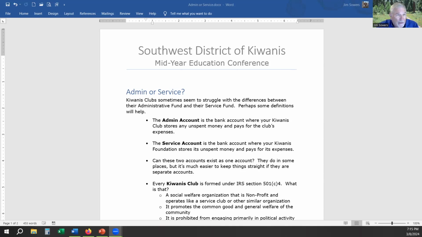An admin account, basically, for any Kiwanis club is the bank account where your Kiwanis club stores any of its unspent money and pays for any of its expenses from the club's perspective. It, generally speaking, will be a smaller activity and smaller usage than your foundation account or your service account or whatever you call it. A service account is the bank account, in essence, where your Kiwanis Foundation stores all of its unspent money and it pays all of its expenses for its charitable purposes.